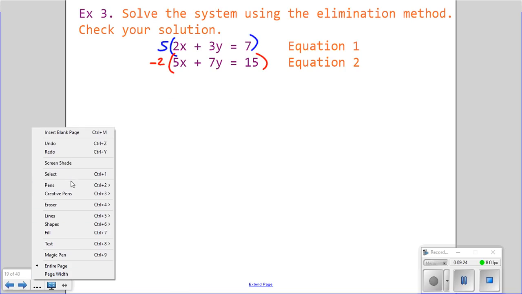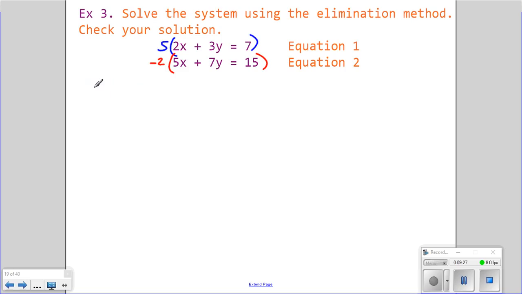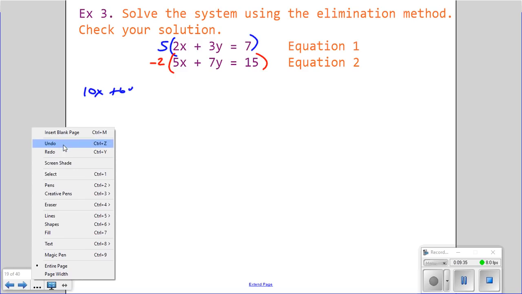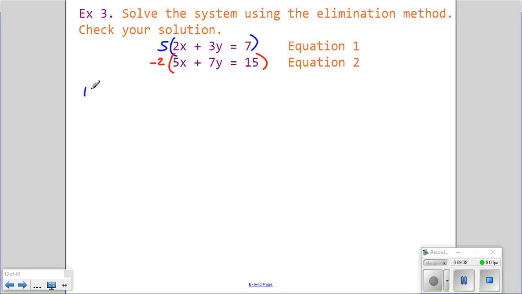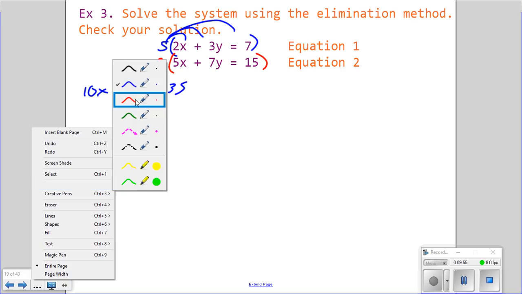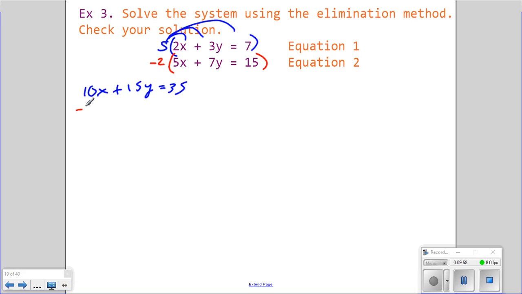So now I'll rewrite the new equations. So new equation 1 would be 10x plus 6y. Sorry, rewind. 10x plus 15y equals 35. Again, multiplying everything by 5. The new equation 2 would be negative 10x minus 14y equals negative 30.